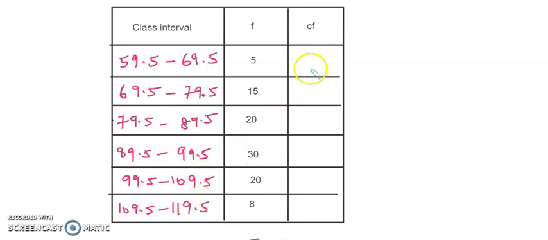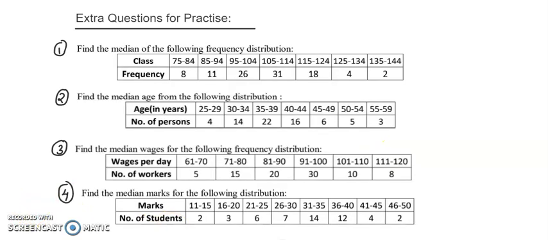Then you find your CF. So this is 15, 20, 40, 70, 90, 98. Find your n by 2 and apply the median formula. I've taken some extra questions for your practice. Hope it is clear. Again, subtract 0.5 from the lower limit, add 0.5 to the upper limit.